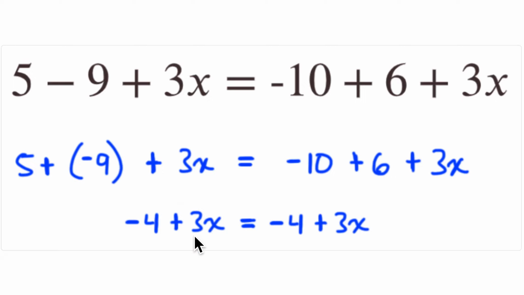So if I write each one of these as separate equations for lines, this has a slope of 3. Slope of 3 crosses the y-axis at -4, crosses the y-axis at -4. They are the same line. So all values that you choose for x will always make this equation true.